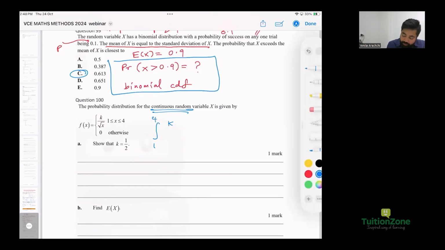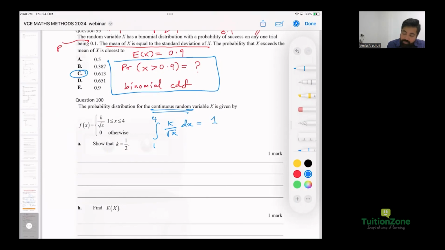this PDF, root x, and then dx is equal to 1. Now it's all about doing the question manually. Easy question, but don't mix it up. What's the plan? I'll take the k out. 1 to 4, x to the power negative half, dx is equal to 1.